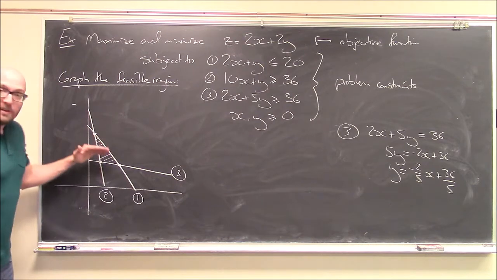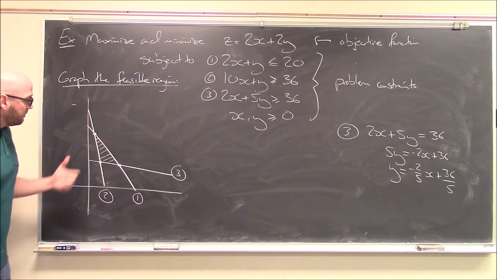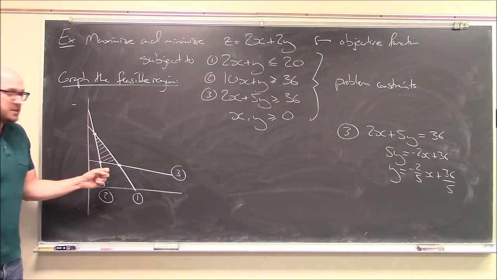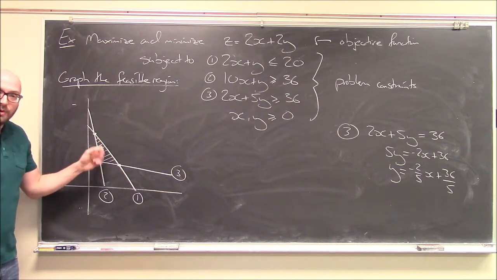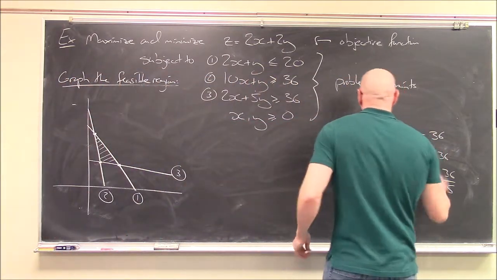Okay, so there's our feasible region. We won't worry about the objective function just yet. Turns out what's really important with your feasible regions is the corner points. We found corner points last time. We'll just do this again quickly because we want all of the corner points.